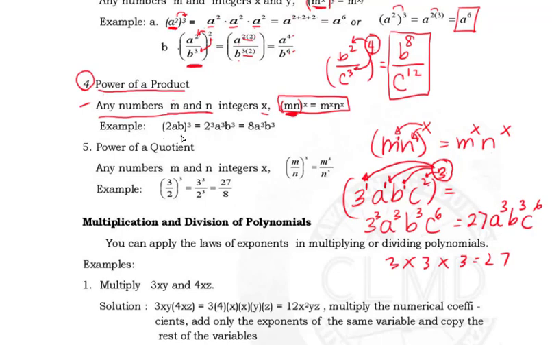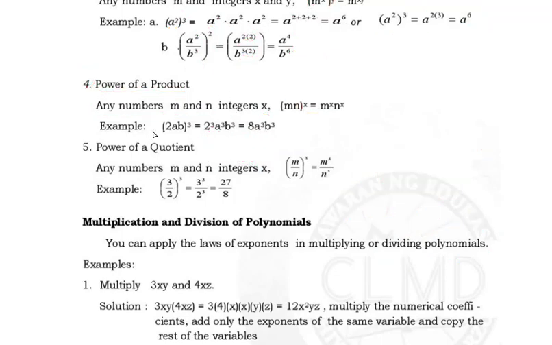Quantity 2ab raised to 3, or cubed, is equal to 2 raised to 3, a raised to 3, and b raised to 3, or 8a cubed b cubed. Why did it become 8? Because 2 cubed is 2 times 2 times 2, which is 8. Because this is 4, 4 times 2 is 8. That is why it became 8a cubed b cubed. Okay, let's erase first.